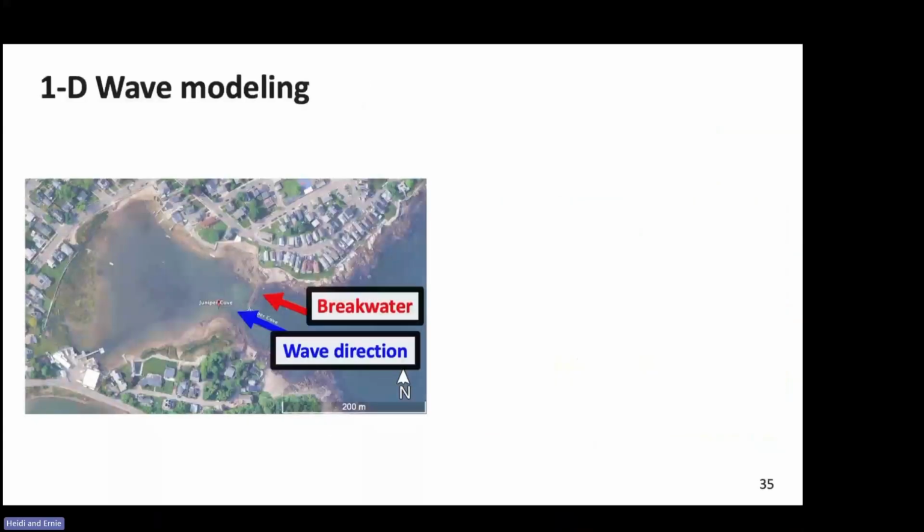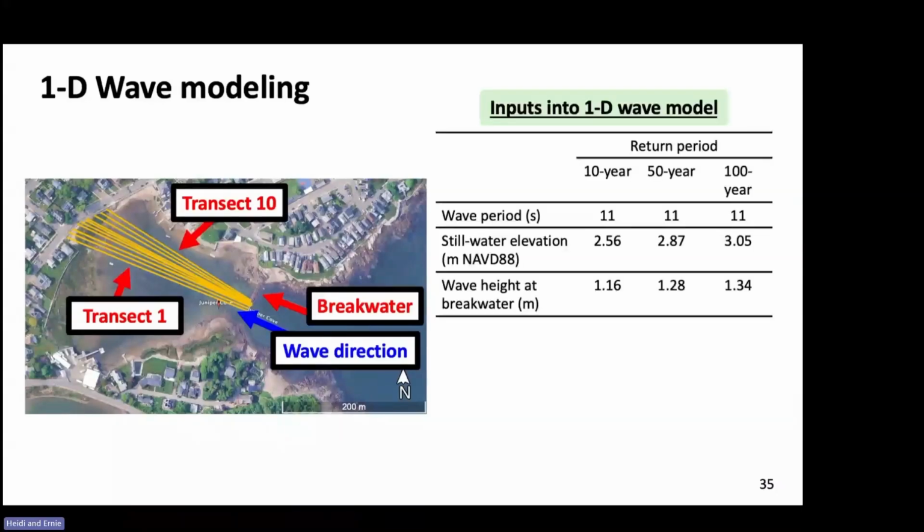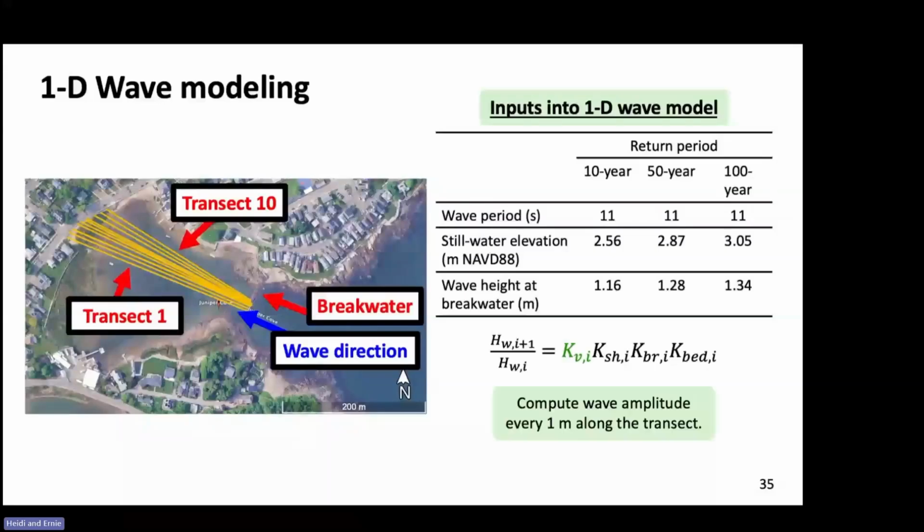So I've conducted a one-dimensional wave modeling, and the wave model starts at the breakwater. I've drawn 10 transects where each transect has 3 different return periods of wave conditions that I simulated, which are 10-year, 50-year, and 100-year storm events. And at each of the transects, I march every meter from the breakwater to the seawall and considered 4 different effects that would influence wave height.